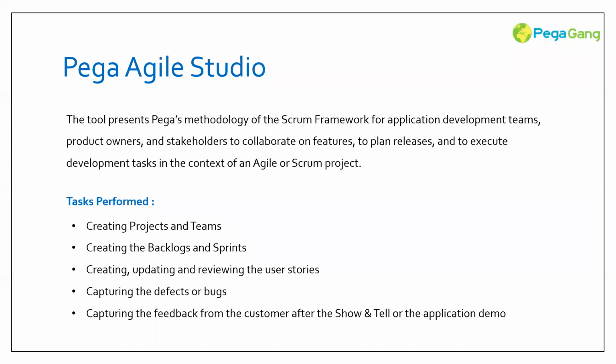We can have a pictorial view of how Agile Studio works, but in this demo we are not discussing it in depth; we are just discussing what Pega Agile Studio can provide and what it is capable of. Different tasks will be performed by a BA on Agile Studio, where he has total control. He can create the projects and teams. He can create the backlogs and sprints. He can create, update, and review the user stories. He can capture the defects or bugs, and also capture the feedback from the customer after show and tell or the application demo.